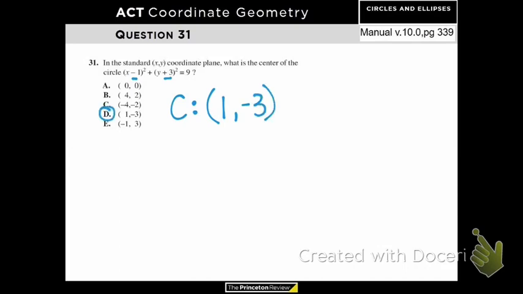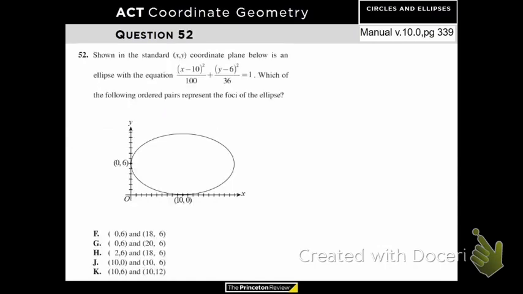So this is actually a really easy problem if you recognize the equation of the circle. If not, then you may be stumped on this one, which is annoying because it takes such a short amount of time. Okay, so hopefully you'll get this pattern of the equation of the circle down. And then the other one, shown in the standard xy coordinate plane below, is an ellipse with this equation. Which of the following ordered pairs represent the foci of the ellipse?